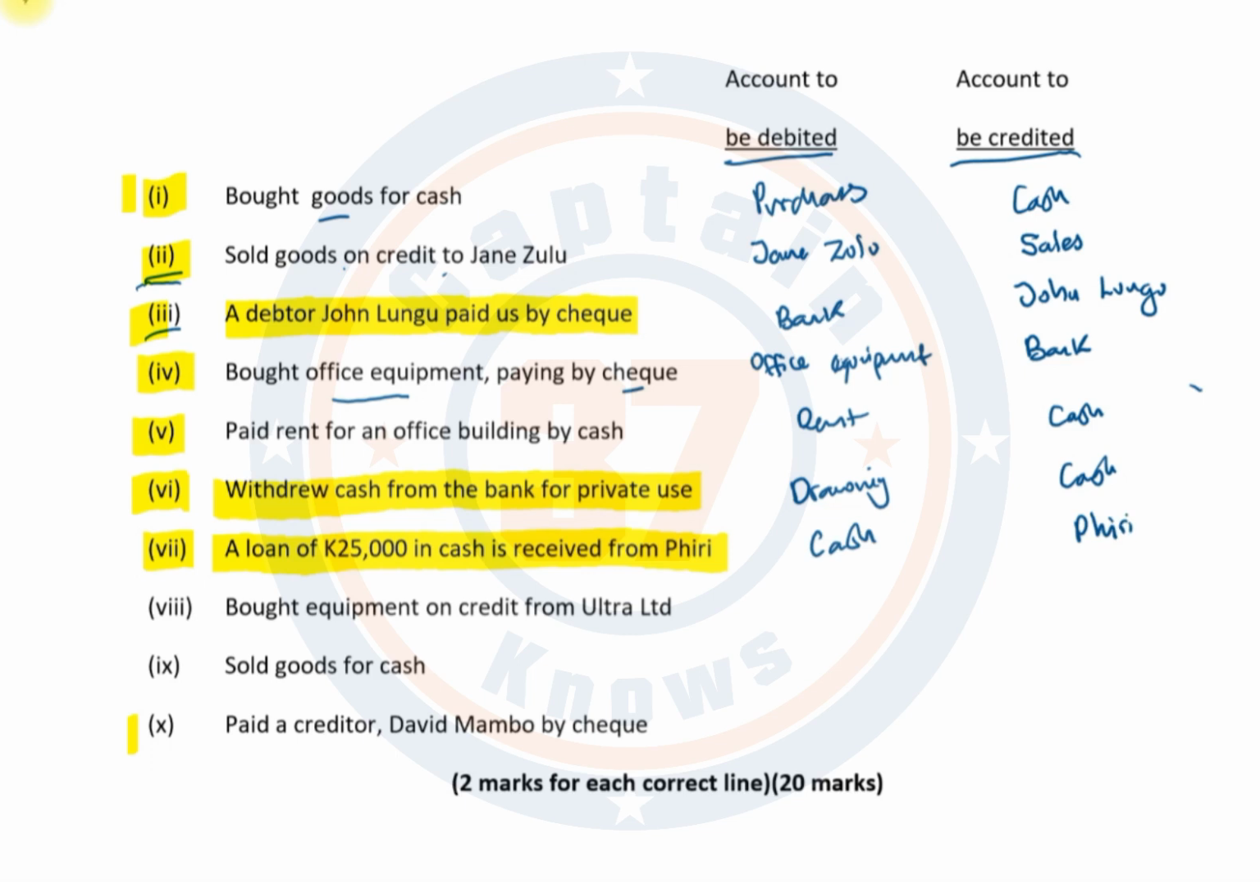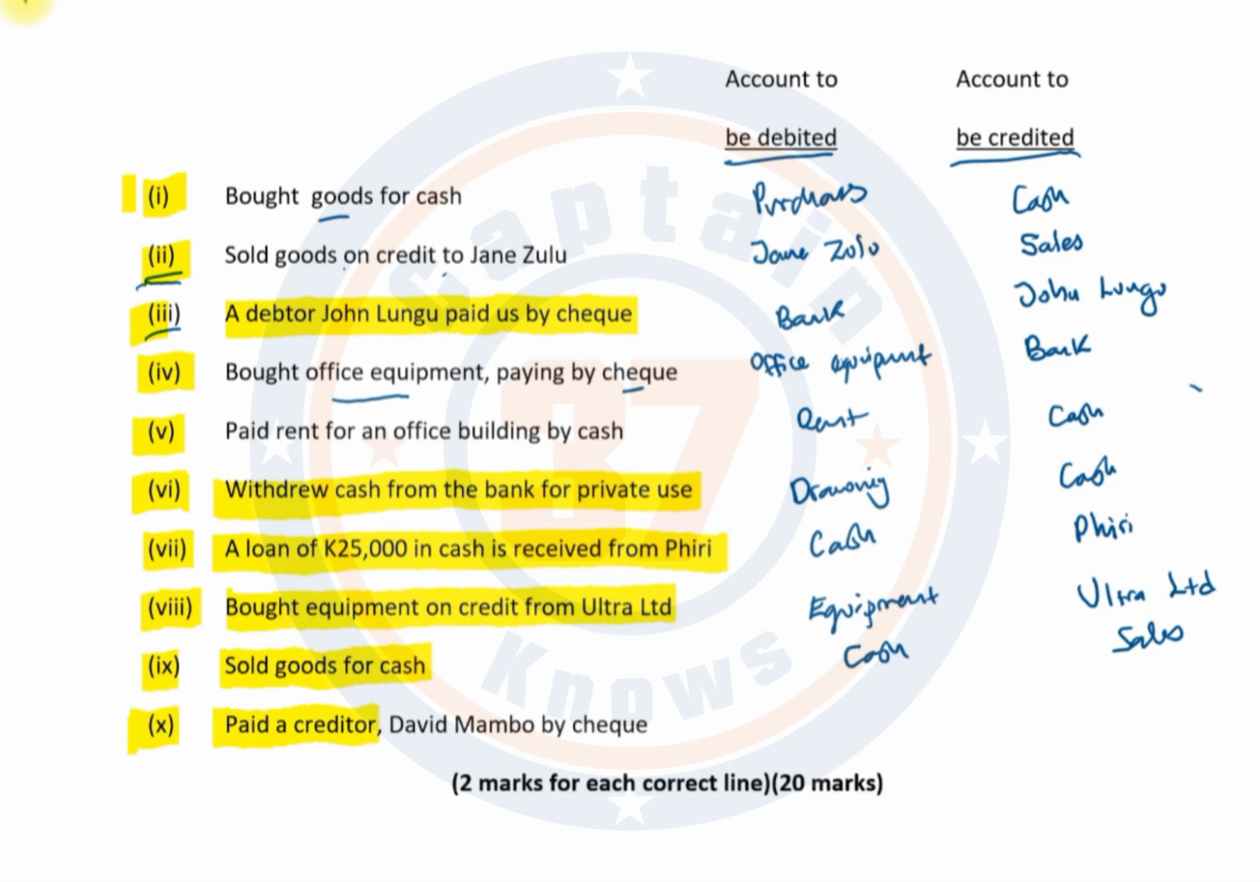Next, we are on number 8. Bought equipment on credit from Ultra Limited. So we are going to clearly write equipment here. Equipment on credit from Ultra Limited. Next, it is number 9. Sold goods for cash. Sold goods, so we receive cash. We sold, so sales.